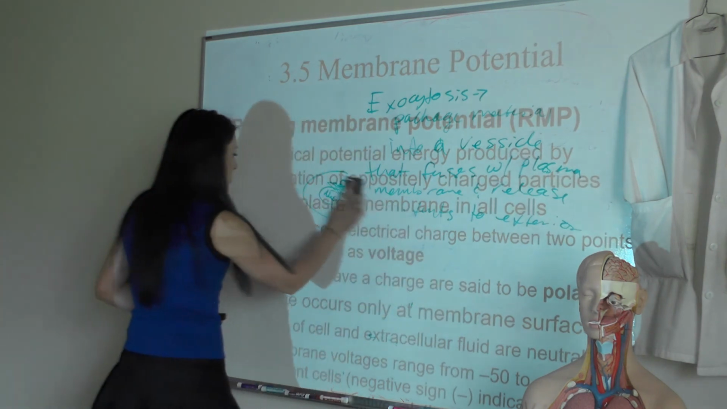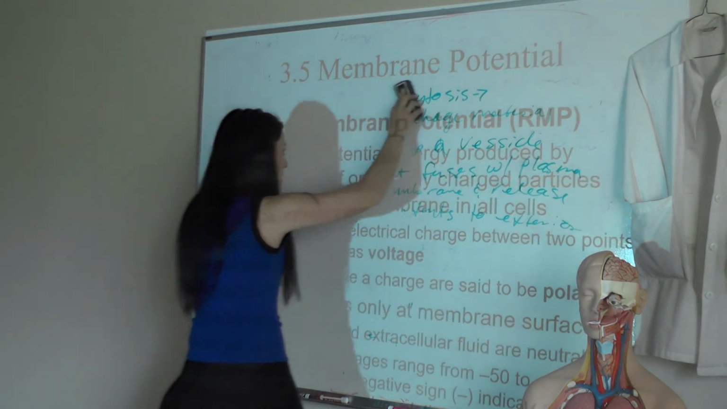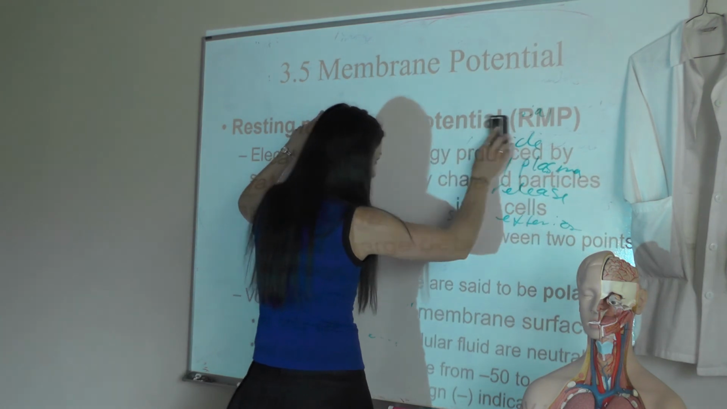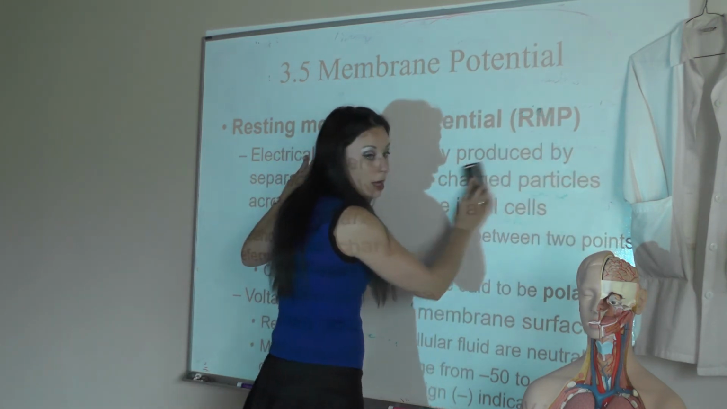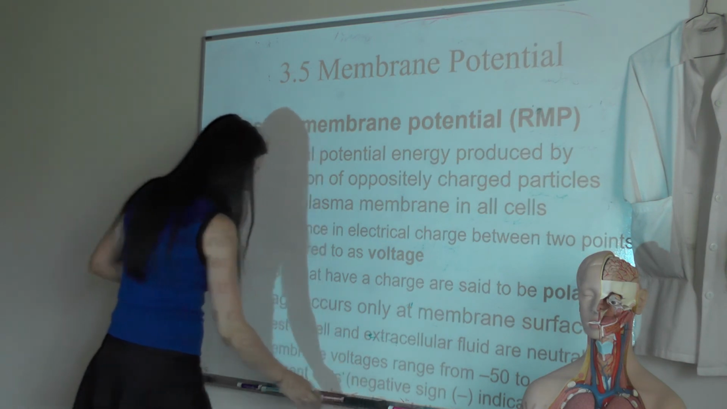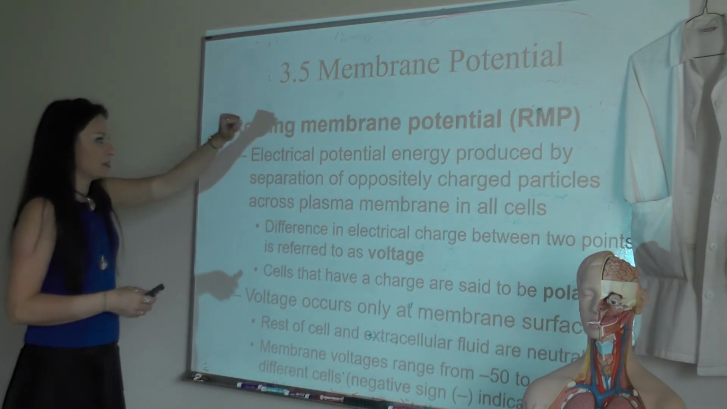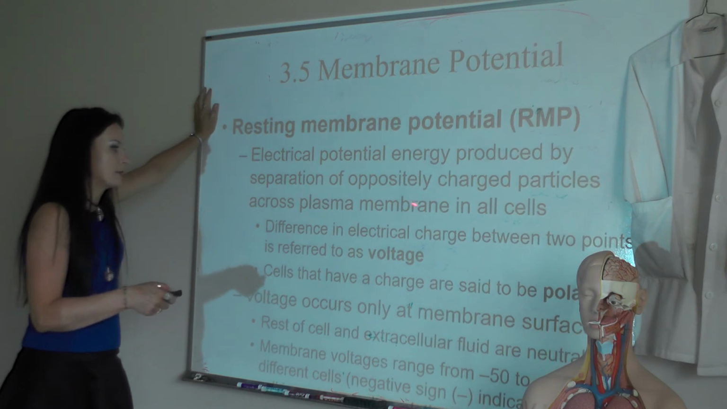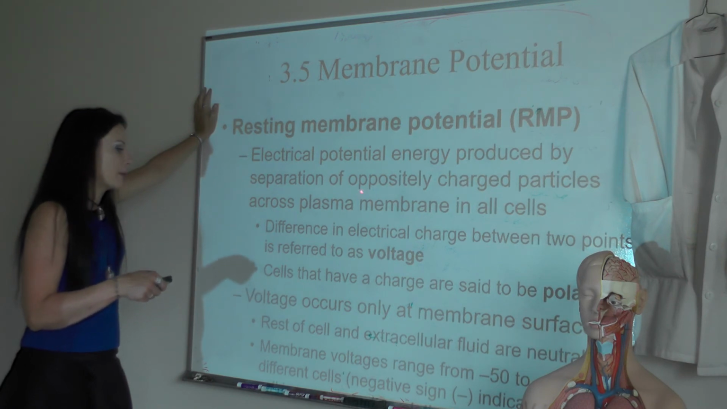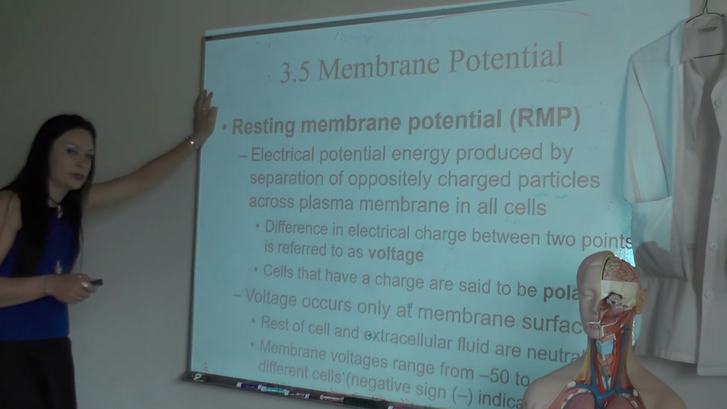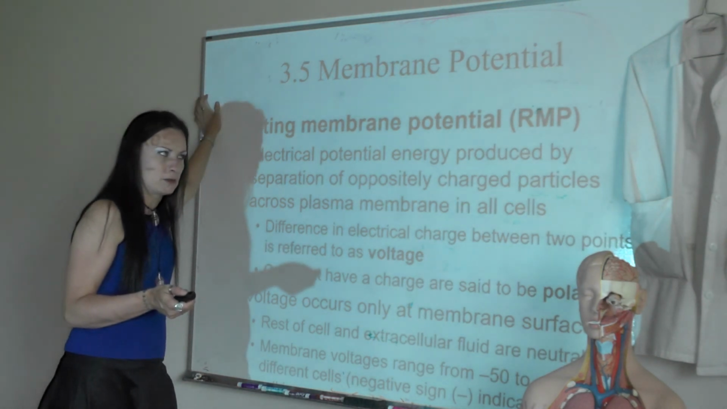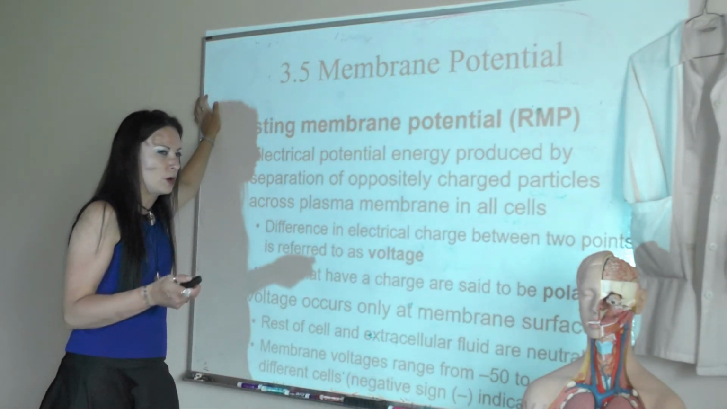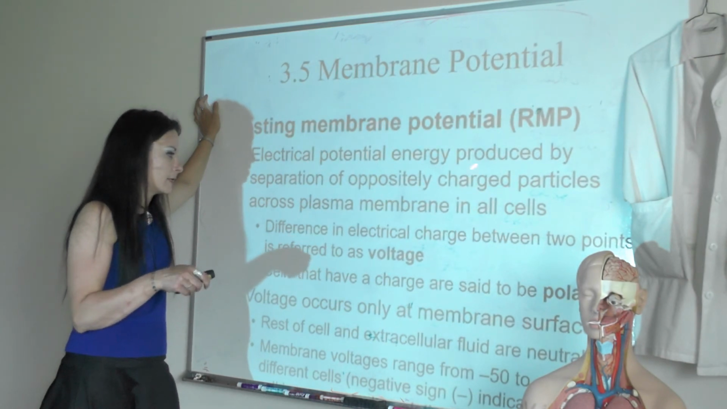All right, now membrane potential. I briefly talk about this because it's going to be important when we get to neurons. All of our cells have a resting membrane potential. This is an electrical potential that's produced when we separate oppositely charged particles across the plasma membrane. So all cells have a resting membrane potential. And what we're separating is positive from negative charges. And you say, yeah, but potassium's positive, and sodium is positive. So what are you talking about separating oppositely charged particles?